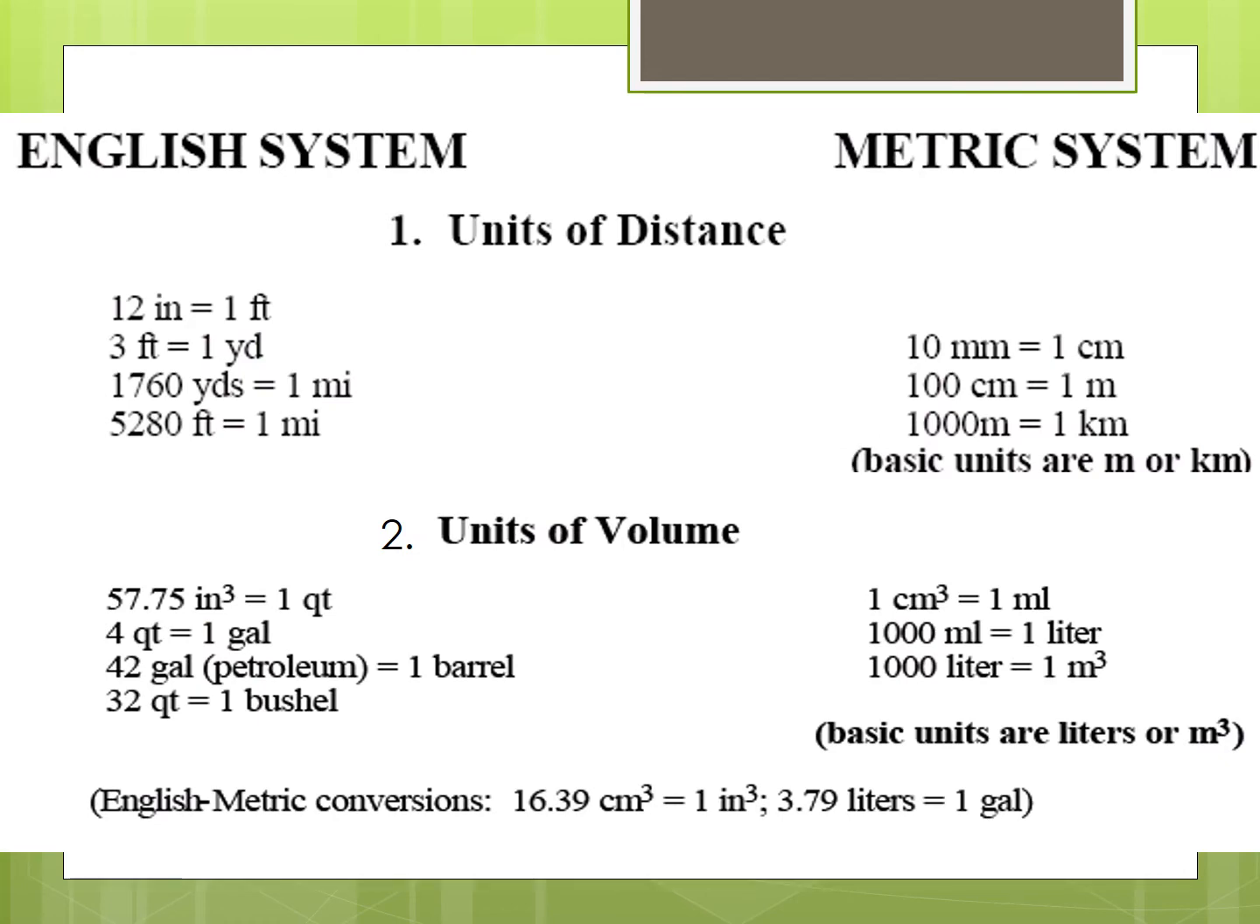Here are some types of English units. You get conversions: 12 inches is a foot, 3 feet is a yard, 5,280 feet is a mile. Difference of volume: 4 quarts is a gallon, 42 gallons of petroleum is considered a barrel. A bushel is 32 quarts. So very random numbers, you'd think. And then on the metric side, you can see everything is simple, in tens.